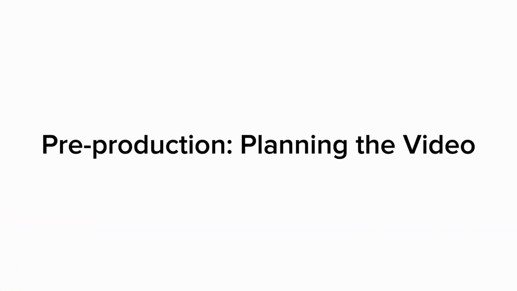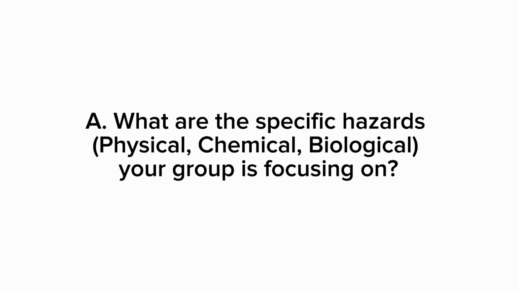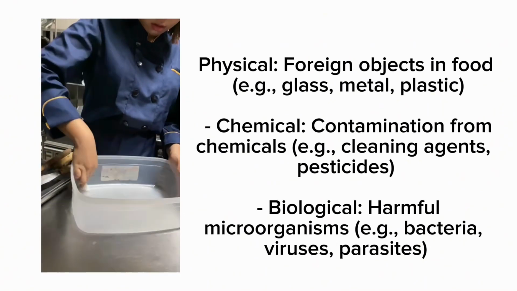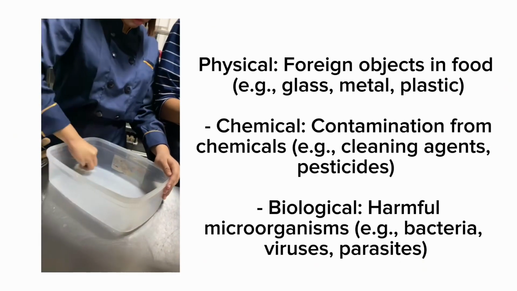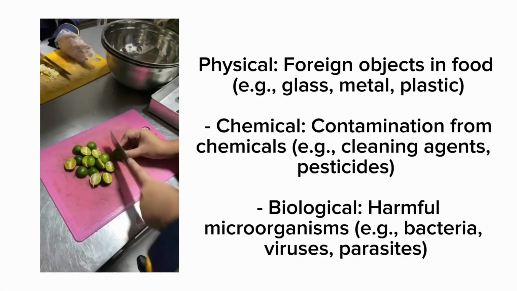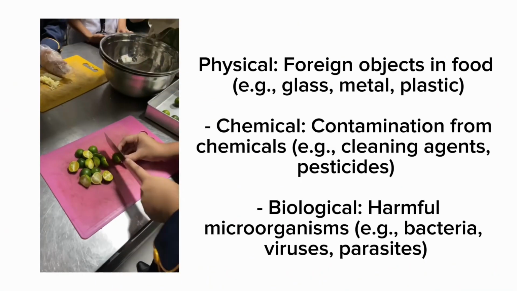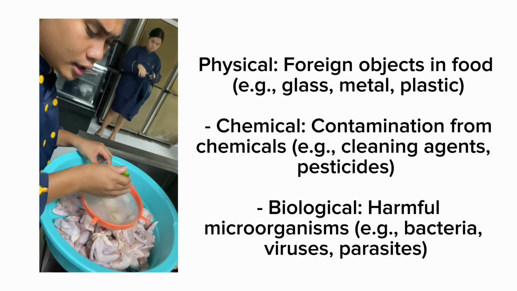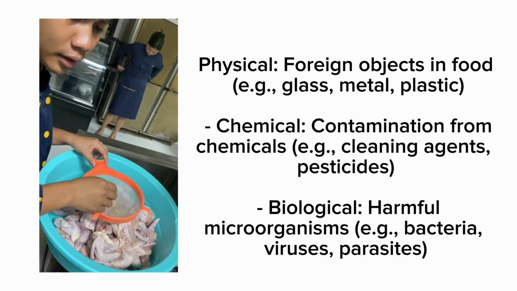Pre-production, planning the video. What are the specific hazards? Physical, chemical, biological. Your group is focusing on physical: foreign objects in food, for example, glass, metal, plastic. Chemical: contamination from chemicals, for example, cleaning agents, pesticides. Biological: harmful microorganisms, for example, bacteria, viruses, parasites.